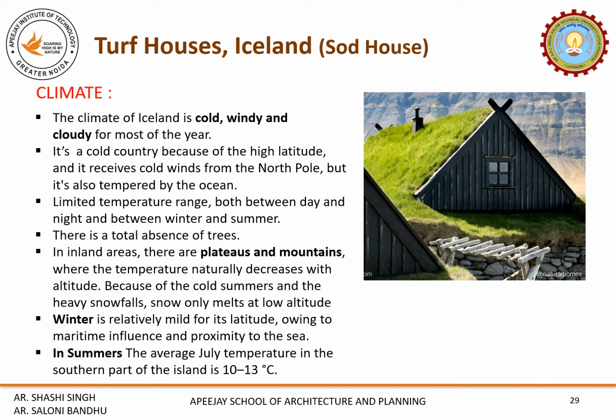In the inland areas, there are plateaus and mountains where the temperature naturally decreases with the altitude. The summers are cold. Also, this place experiences high snowfall. Winters are relatively mild for its latitude owing to its maritime influence and proximity to the sea. In summers, the average July temperature of the island is 10 to 13 degrees centigrade.